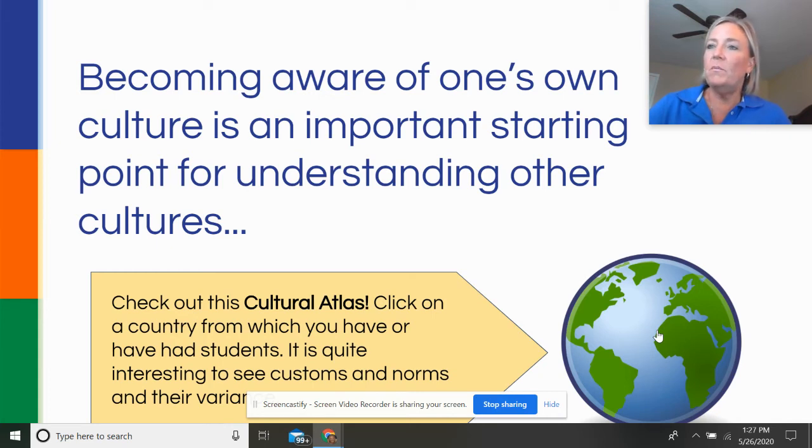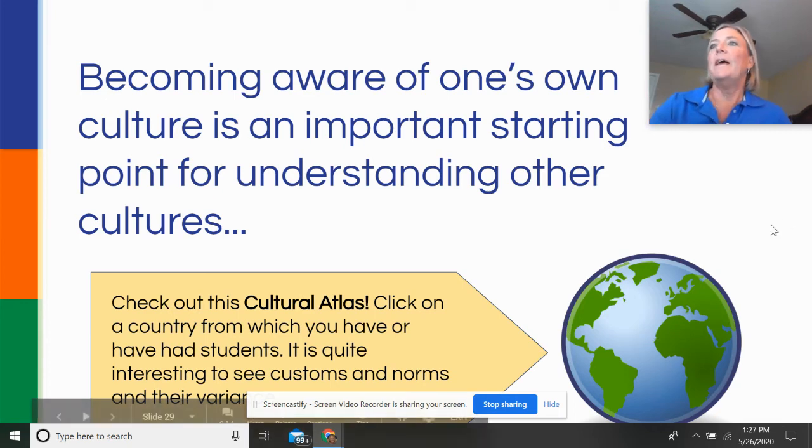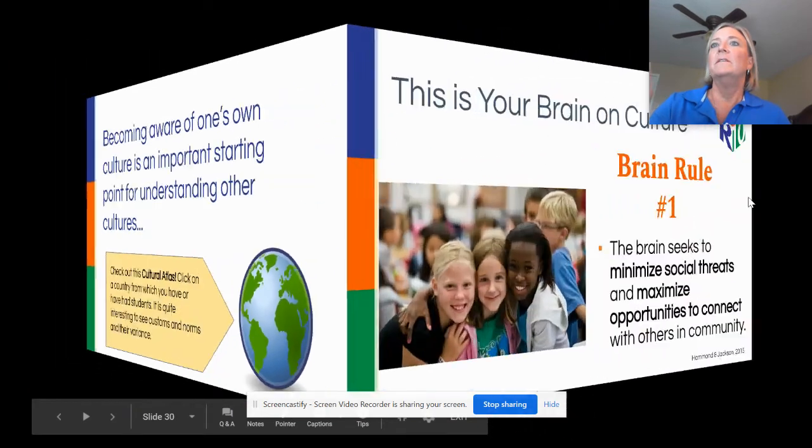I believe it would be very important to use a tool like this if you have a student from an area that you're unfamiliar with. A lot of different customs, a lot of different norms, a lot of different just cultural activities will be outlined specifically in this cultural atlas. Fun tool to look at.